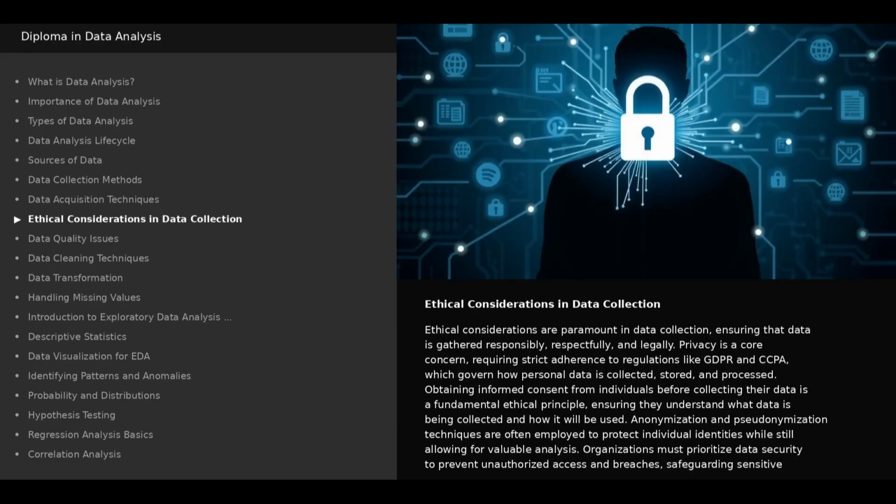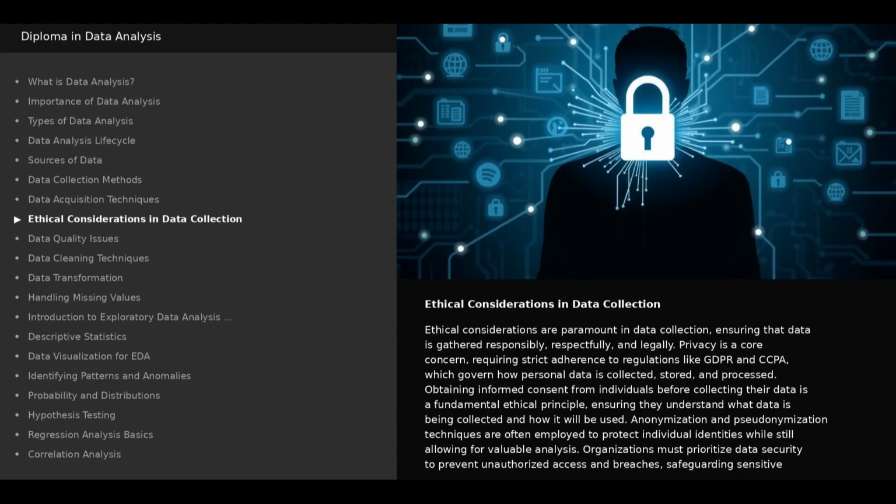Ethical considerations in data collection. Ethical considerations are paramount in data collection, ensuring that data is gathered responsibly, respectfully, and legally. Privacy is a core concern, requiring strict adherence to regulations like GDPR and CCPA, which govern how personal data is collected, stored, and processed. Obtaining informed consent from individuals before collecting their data is a fundamental ethical principle, ensuring they understand what data is being collected and how it will be used.